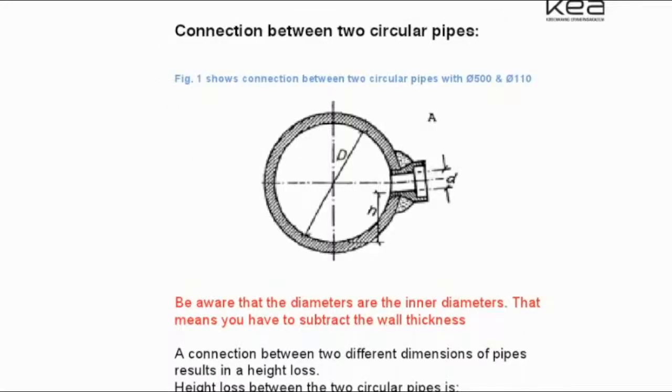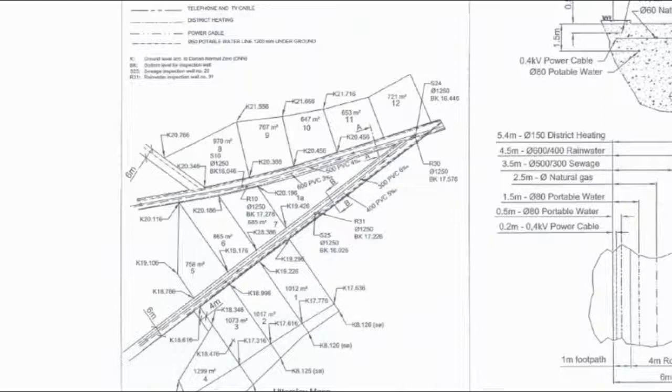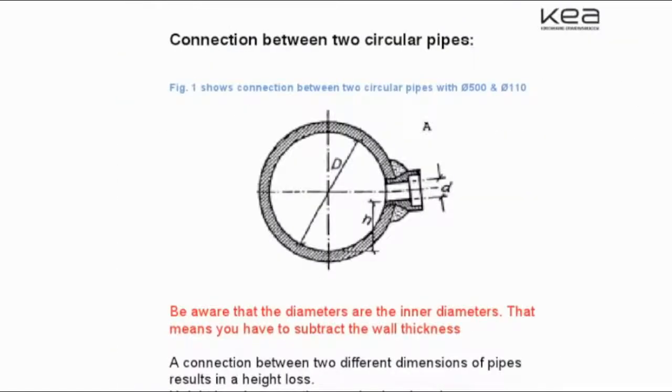The first thing we look at is how we connect two circular pipes with different diameters. We have the diameter 500 and the diameter 110mm. So we go back and look at the plot in Utterslev Mose and remember that here runs the main sewage line. It is made up of PVC with a diameter of 500. What you see here is a picture of how two pipes are connected. This is our main sewage line and this is our 110mm PVC.